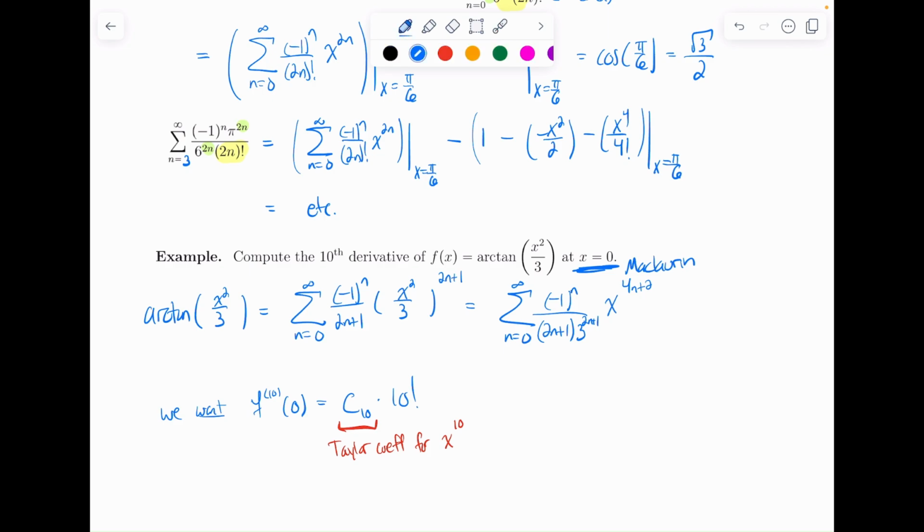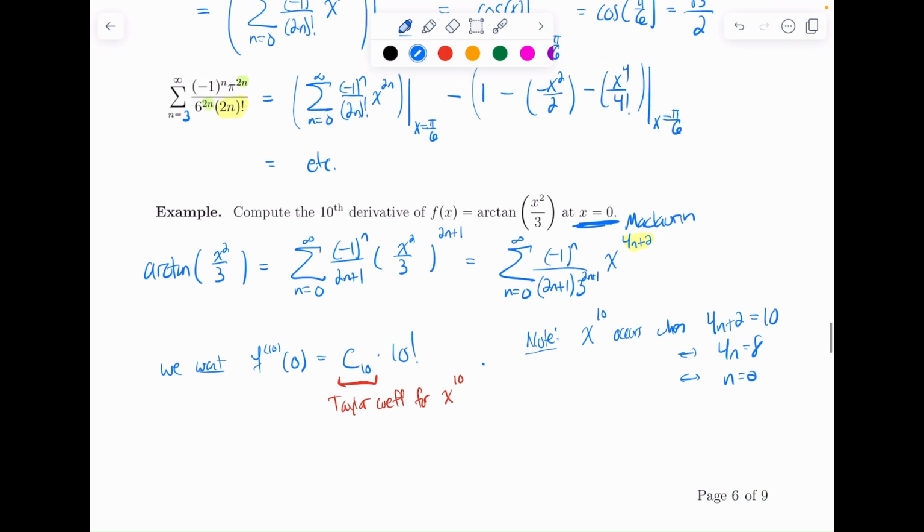So, to that end, we make the following observation. We note that x to the 10, what we're looking for, occurs when, well, the power in question is 4n plus 2. So that occurs when 4n plus 2 is 10, which means 4n is 8, which means n is 2. So it turns out that it's the n equals 2 term of this series that produces the degree 10 term, for which we have the 10th Taylor coefficient.